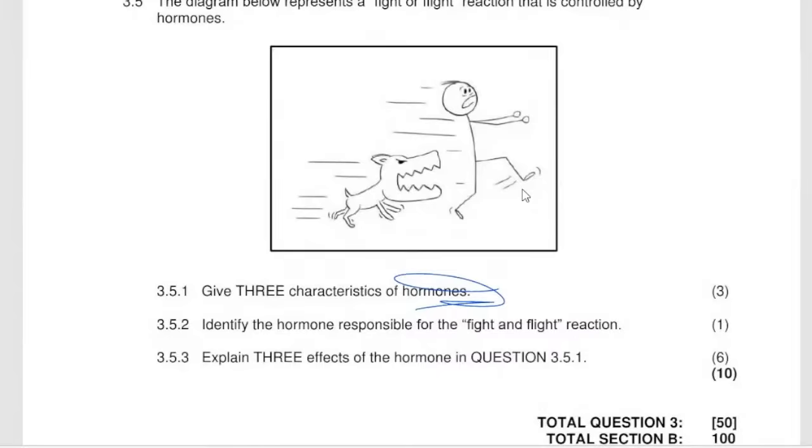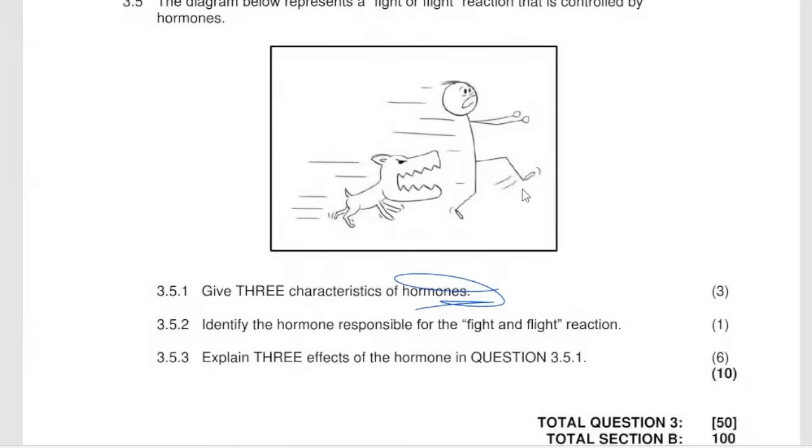They are transported to the target organs. You understand? They stimulate or inhibit the process. It can stimulate or inhibit the process, required in small amounts. They are chemical messengers. They are protein in nature. That's it. Any of that, you can get a mark.